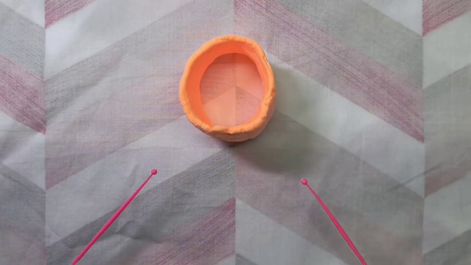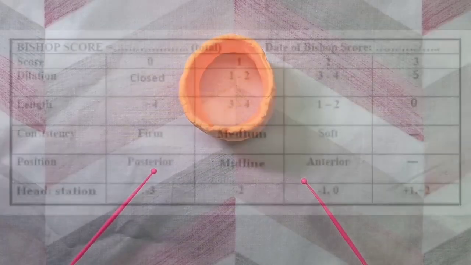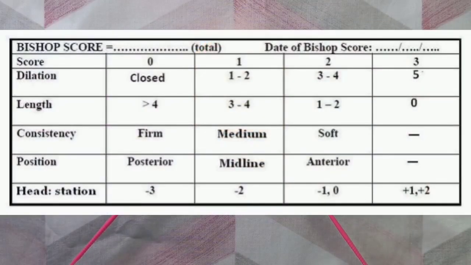Now let me implement them to know what I do next and what is going to be my next course of action. As you can see on your screen, I have shown you the modified Bishop score. If you look at the modified Bishop score, the cervical dilatation was 2, so it gets a score of 1. The next was cervical length.